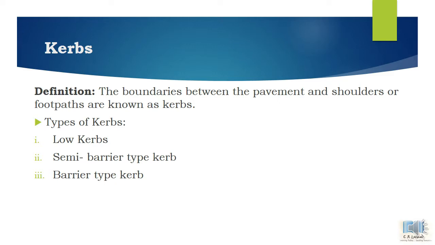In the last lecture we saw the curb. So curb is the boundary between the pavement and shoulders or footpaths. From the definition, curb is the boundary between the pavement and shoulder. Okay. So now we will see the types of curb. There are three types of curb, that is low curb, semi-barrier type curb and barrier type curb. In the next video slide we will discuss in detail.